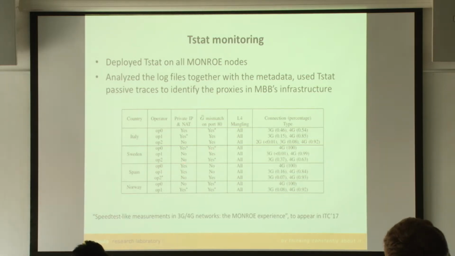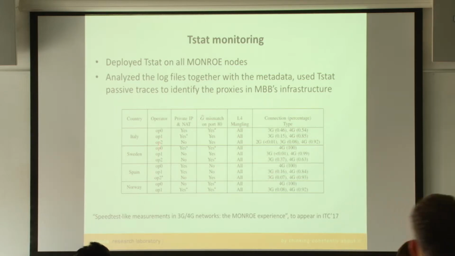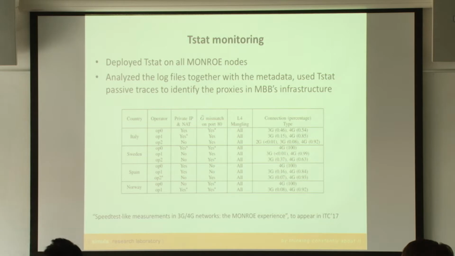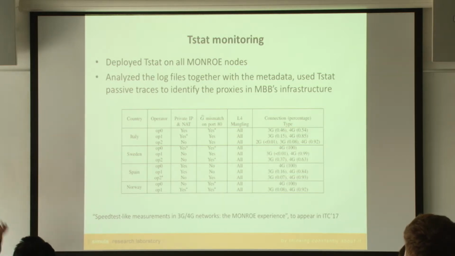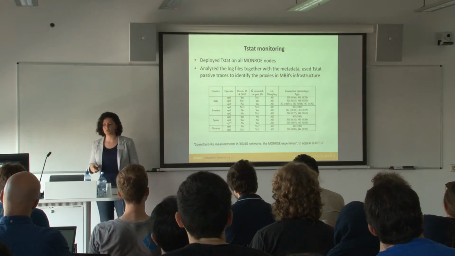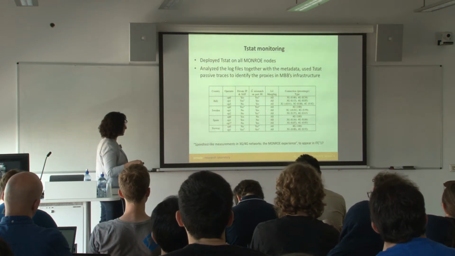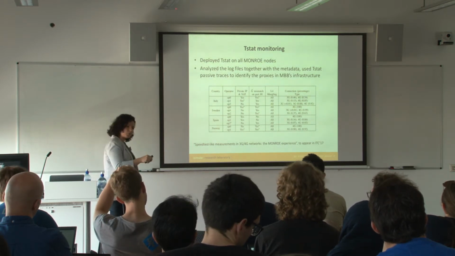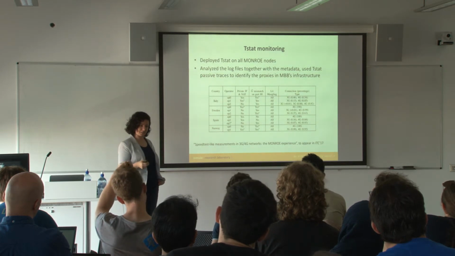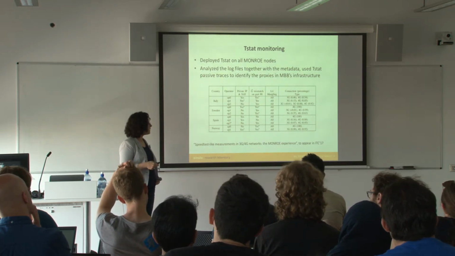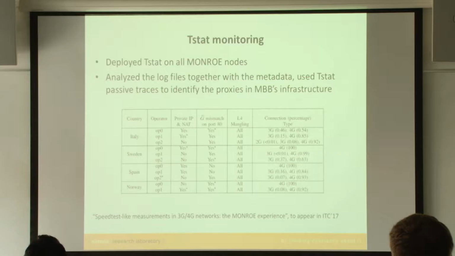What we figured out is that all of the operators we tested, which is like 11, 12, have L4 mangling, but some of them don't do the performance enhancing. How we can check it: we have the server-side information, we have the client-side information, and we try to see the mismatch. By checking that, we realized there are some who don't do that on port 80, but more interesting and maybe surprising, or it just shows the complexity, some of them do it sometimes.